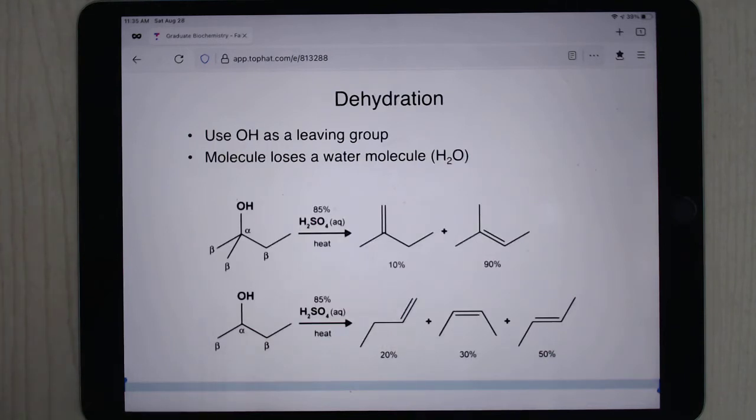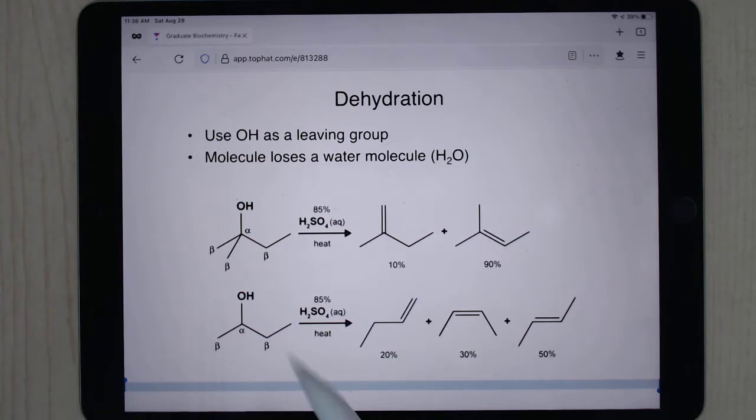So one of the classic places where you see an E1 reaction is with the dehydration of an alcohol, and it's called a dehydration because ultimately you're going to be losing a water molecule. When you get dehydrated, what happens? You've lost a bunch of water. When a molecule gets dehydrated, it has lost a water molecule. And you'll say, wait a minute, it's an OH. How do you lose a water? Well, I'll show you.